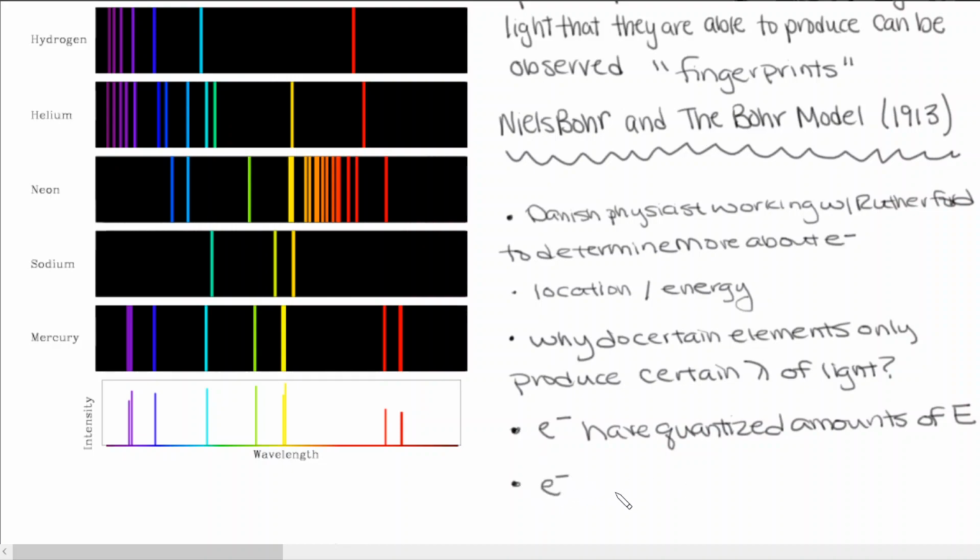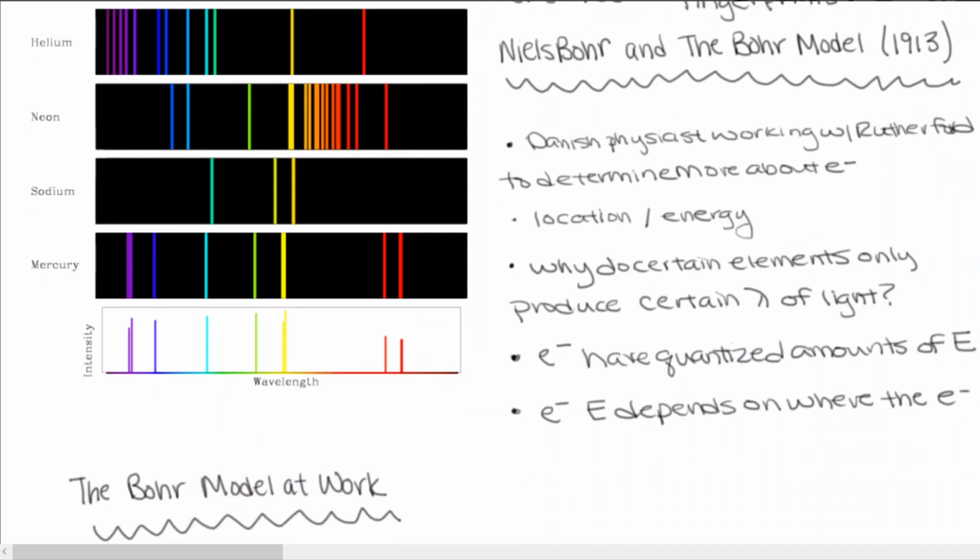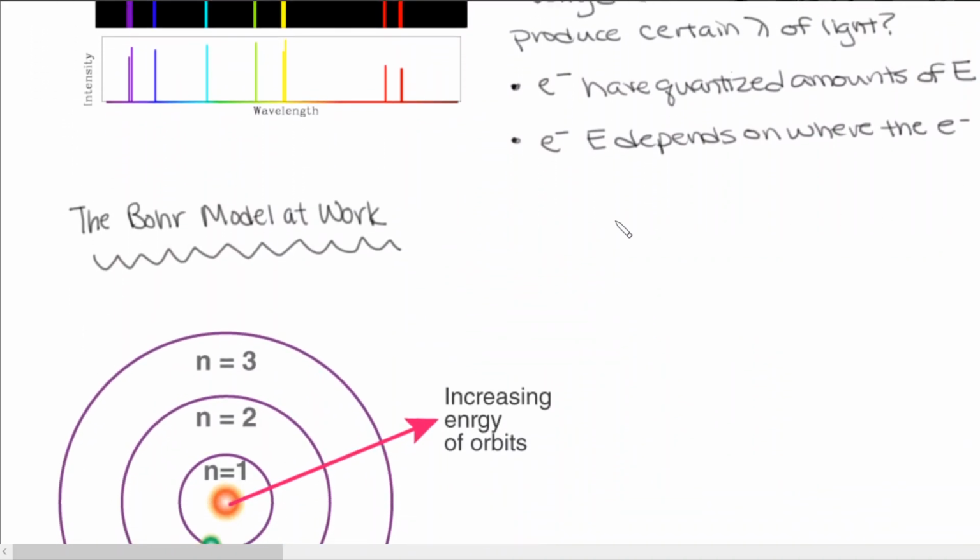So electron energy depends on where the electrons are located in the atom with respect to the nucleus.